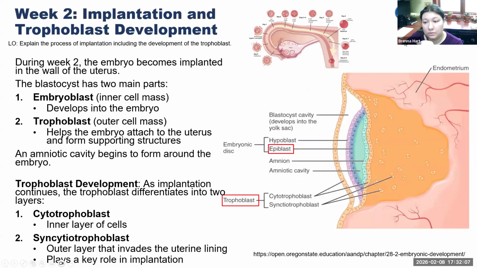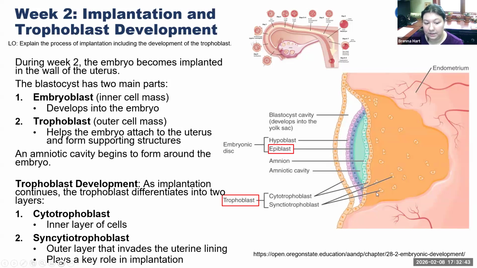And then week 2, so we have implantation. You can see here's the endometrium. Implantation has happened, and we're looking at trophoblast development. Again, we have the embryoblast, which is going to become the developing embryo, and the trophoblast, which is helping with this attachment process. The trophoblast will also further subdivide into 2 groups: the cytotrophoblast and the syncytiotrophoblast. The cytotrophoblast is here and here, and it's just this inner cell layer that will continue to merge and replenish the syncytiotrophoblast throughout pregnancy.